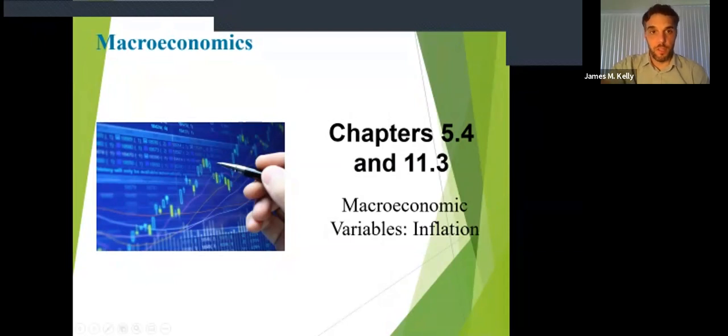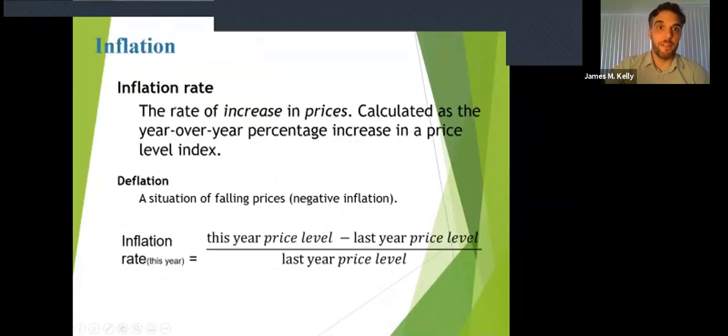So, what is inflation? Well, the inflation rate is just how much prices are increasing. It is the year-over-year percentage increase in a price level. Now, we're going to look at two different price levels: the GDP deflator and the consumer price index. This is assuming that prices are increasing, and they usually do. However, the situation when prices decrease is called deflation, just negative inflation.